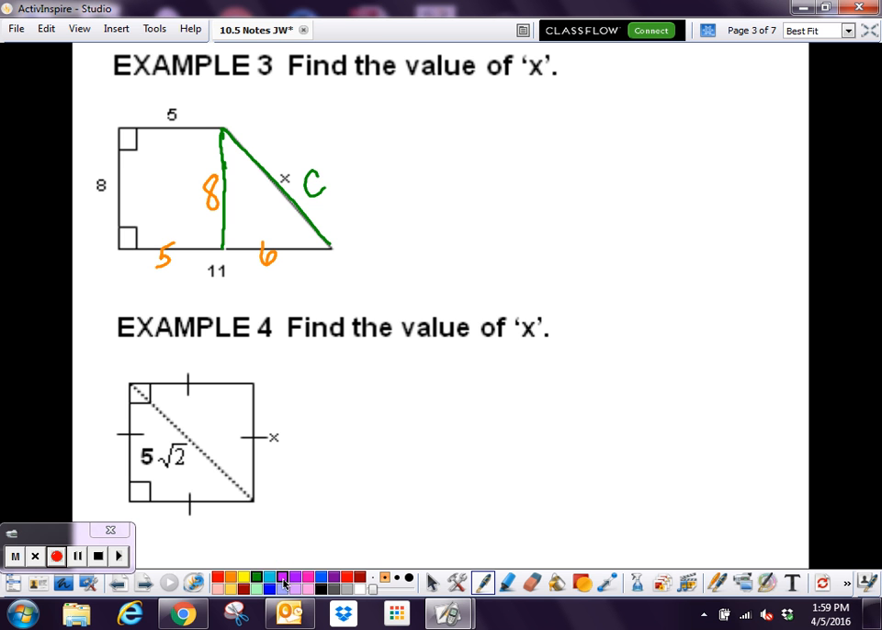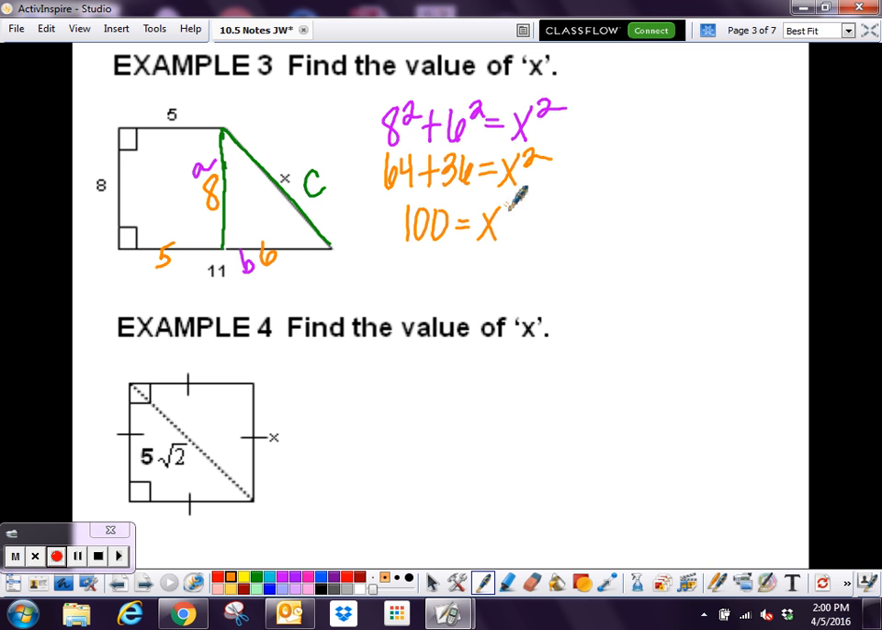All right, so it doesn't matter what your A and B are here, but your C has to be your x. So I've got 8 squared plus 6 squared equals x squared. So 8 squared is 64, 6 squared is 36, equals x squared. 64 plus 36 is 100, equals x squared. And how do you get the squared off? You take the square root. And what is the square root of 100? X would be 10.